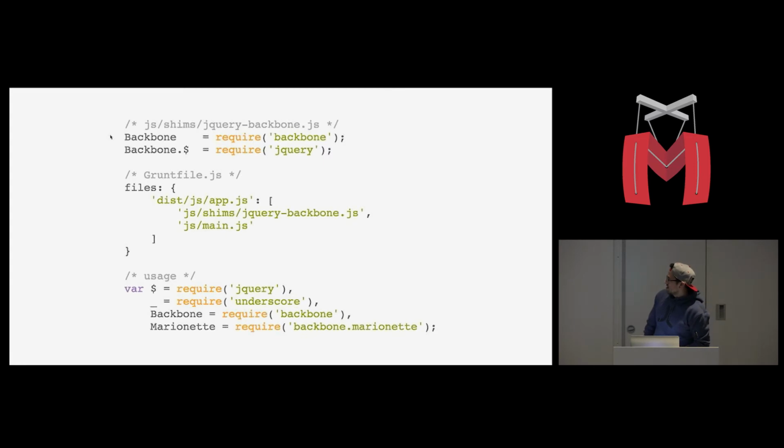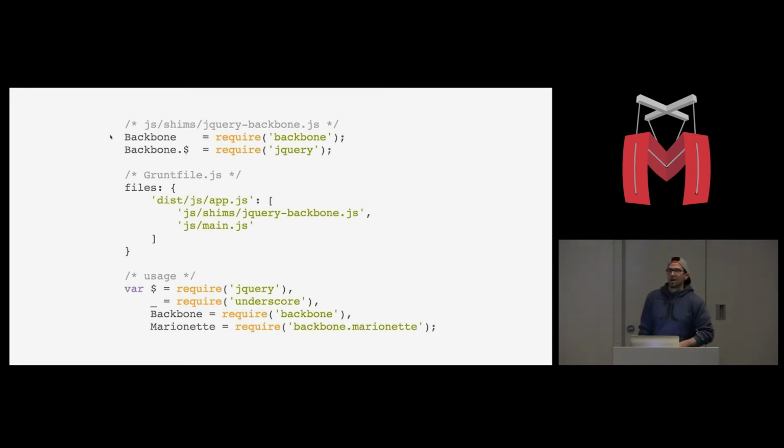And so you can see how this just extends the build a little bit. All we're doing is we have this file where we just call in Backbone and attach jQuery. And then you see it updates our grunt configuration just a little bit, and we just make sure that that shim runs before we get to running our main file. And then you can see how we can use them. If we've installed them with NPM, we can just require them right like that.